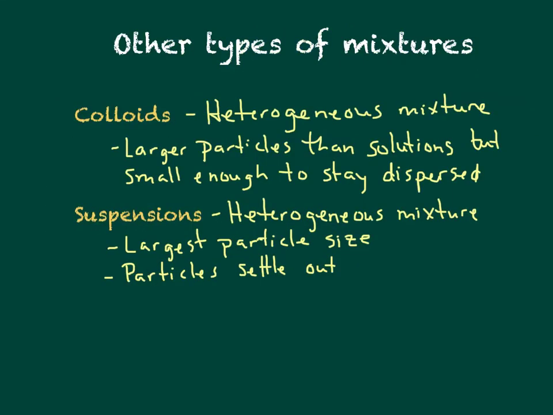There are also some other types of mixtures. Now, these are both heterogeneous mixtures. They're not solutions, but colloids are heterogeneous mixtures. They have particles that are a little bit bigger than the solutions, but they're still small enough to stay dispersed. And there's a lot of different examples of colloids, things that you know. There's gelatin, like Jell-O is a colloid, mayonnaise, shaving cream, fog, cheese, butter, aerosol sprays. There's a lot of things that end up being colloids, and they stay dispersed. The particles stay dispersed. They're small enough to do that.